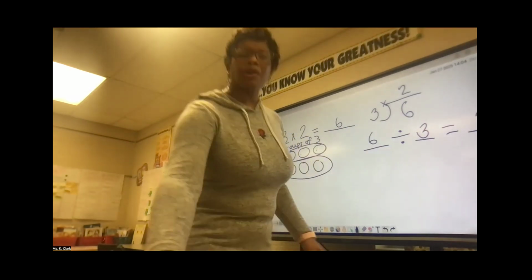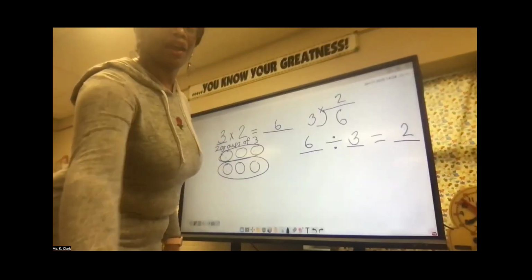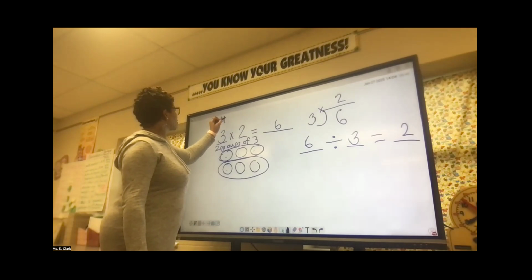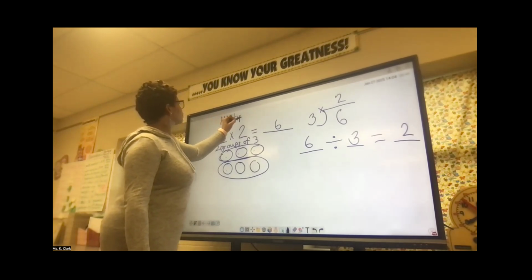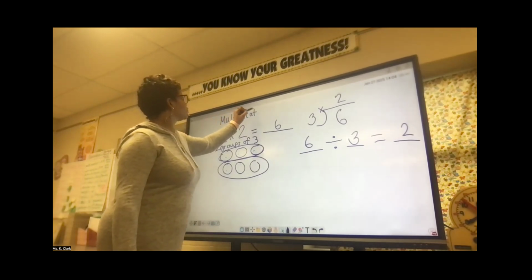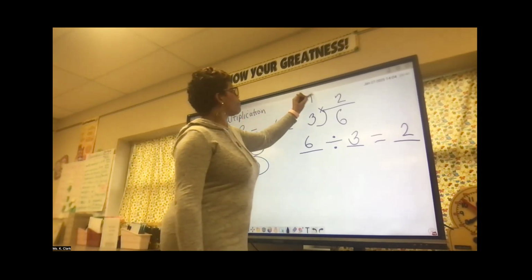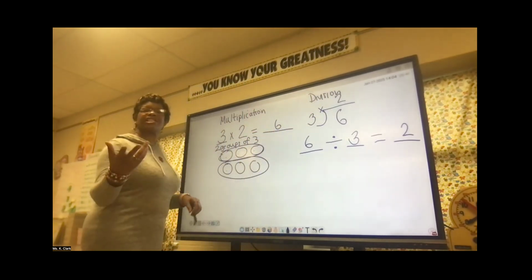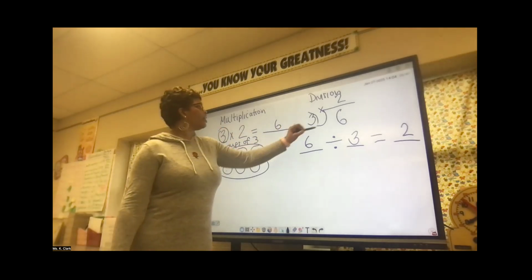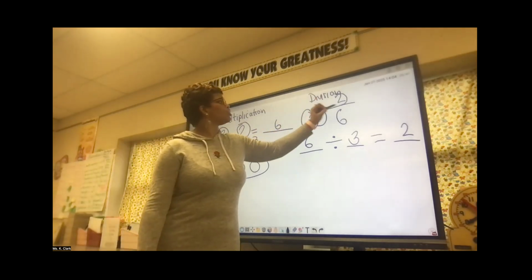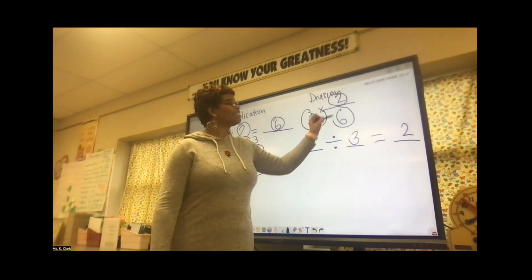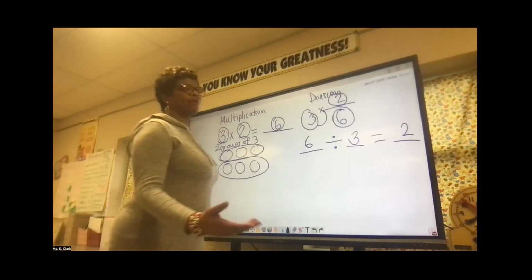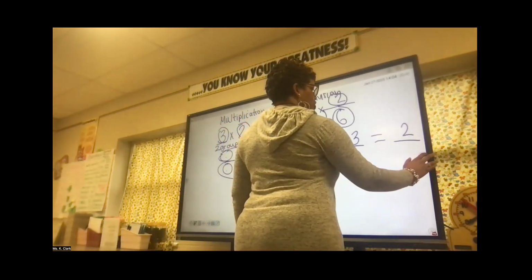Now, I want to make sure that you all can see that and see the different strategies that we have. So over here, I'm using multiplication. And over here, I'm using division. And as you can see, I'm using the same numbers, 3, 2, and 6. Something like when we use the commutative property, right?